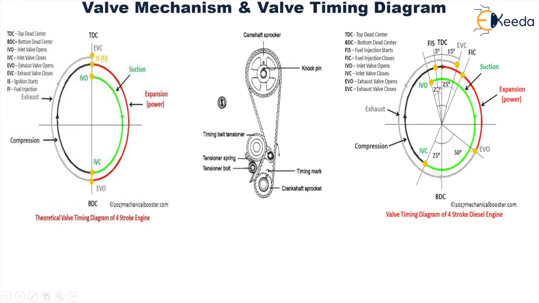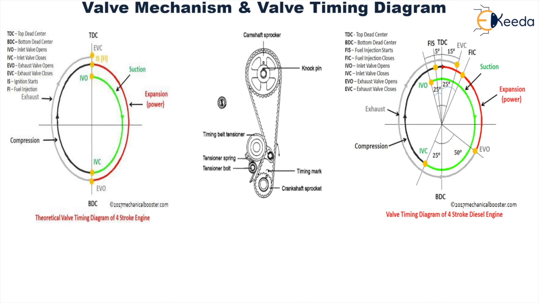Similarly, exhaust valve, it starts to open 50 degrees before BDC and it closes about 15 degrees after TDC. So we have seen that in actual valve timing diagram, the inlet valve should open before the piston reaches top dead center for suction stroke, and it should close after bottom dead center, after the piston has reached the bottom dead center. Similarly, it goes for the exhaust valve as well.